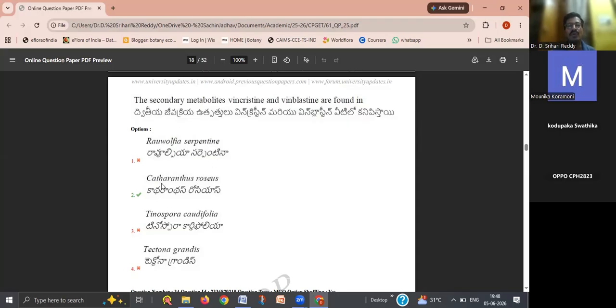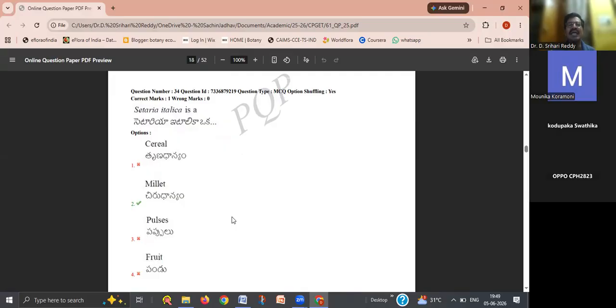Okay, and now we come to Catharanthus roseus. This plant is very important, and the common name is Vinca rosea. In Telugu, it is called Billaganneru. So in Catharanthus roseus, these two, vincristine and vinblastine, are found. These are very important anti-cancer compounds. Okay, right. Next, Setaria italica is a plant that belongs to the Poaceae family. All these are grass plants. It is one of the important millets. Nowadays, millets have a lot of importance. Setaria italica is a cereal, millet, pulse, or fruit? It is a millet.